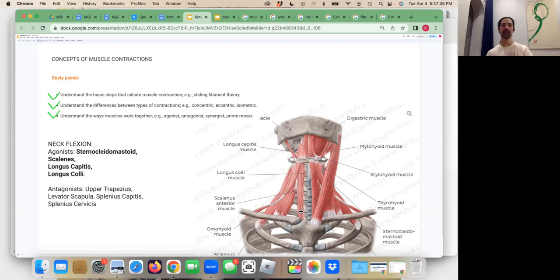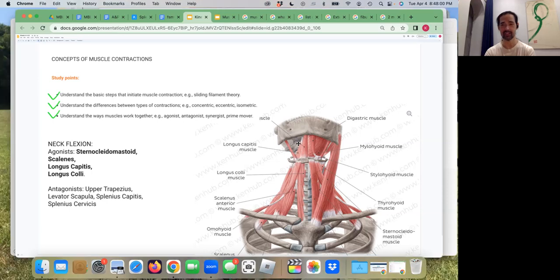So when we talk about neck flexion, lowering the chin down, I want you to think about the flexors of the neck, and the main flexors, the agonists, the prime movers for that, are the sternocleidomastoids, the scalenes, the longest capitis, and the longest coli. You can remember capitis like head. It attaches to the skull. It attaches to the very bottom of the skull.